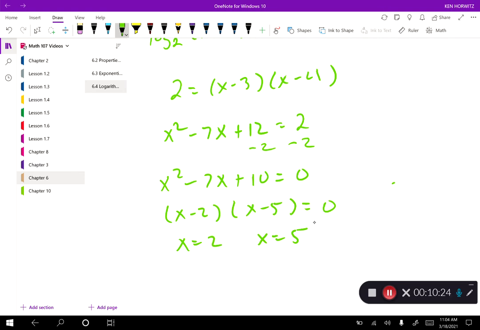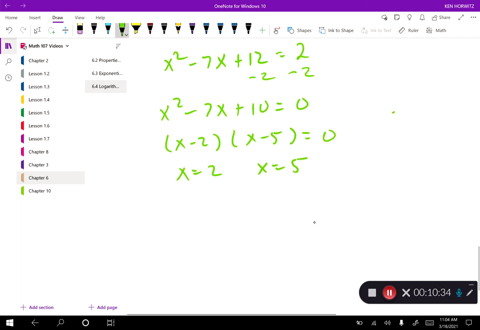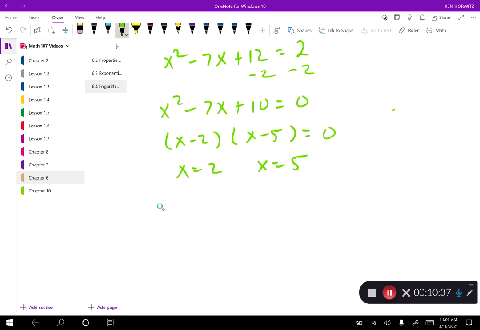Now you might say, hey, I'm in the clear. Both solutions are positive. They must be fine. However, you still need to check. So I have the log base 2 of x minus 3 plus the log base 2 of x minus 4 equals 1. Now if I take 2 and plug it in to both x's, I get negative numbers inside those parentheses. And that's where you've got to be careful.